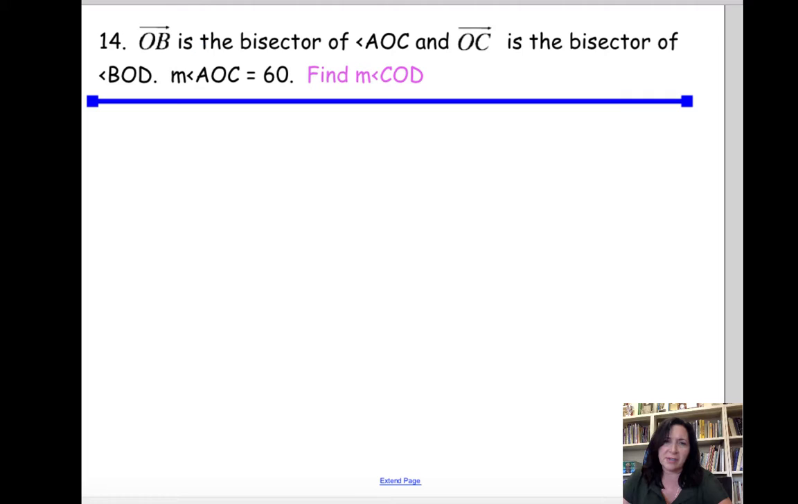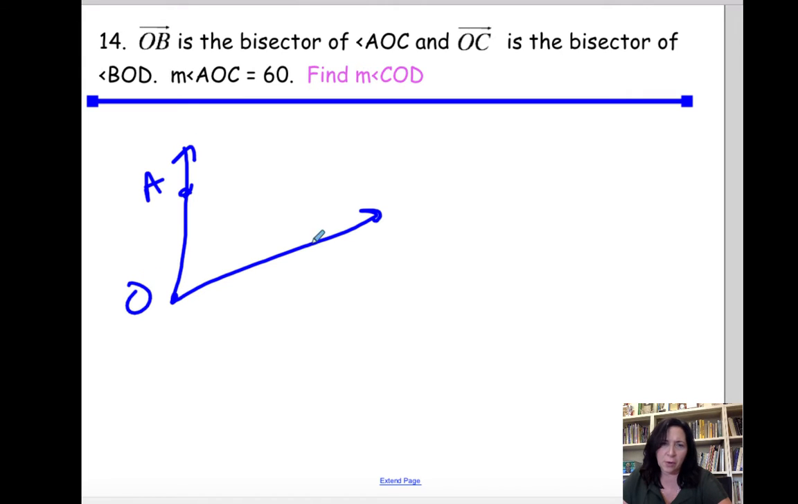The next question says, OB is the bisector of angle AOC. So I'm going to draw angle AOC. So here's A, here's O, and here's C. I highly recommend that you graph everything, because if you don't graph it, you're just leaving a lot to speculation. And okay, so OB is the bisector. So here's OB, there's B right here. All right, it bisects this angle, so that means that's congruent to that.